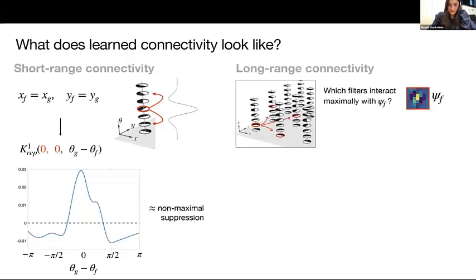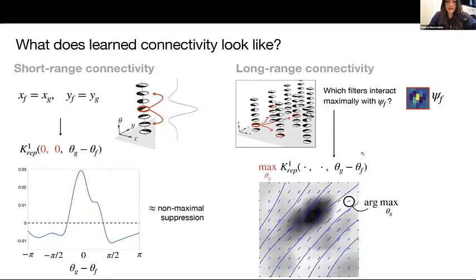But then for long-range connectivity, studying the long-range connectivity induced by the learned kernel means asking, given a filter psi f, which other filters, so at each other spatial position, which is the filter that interacts maximally with psi f. So that means taking, for each spatial position, the maximum of the kernel over the orientation theta. So, yes, maximizing the interaction between the two filters as a function of their relative orientation.